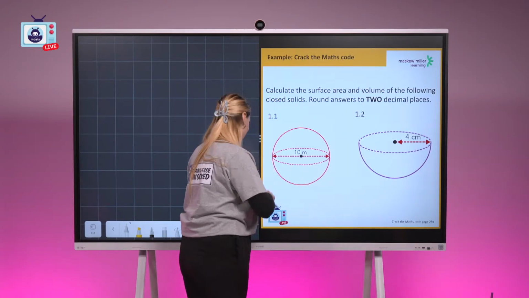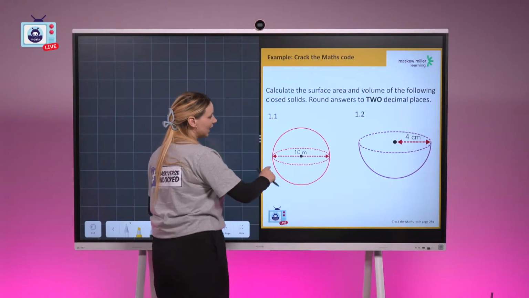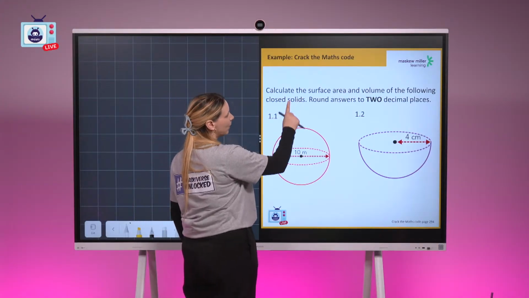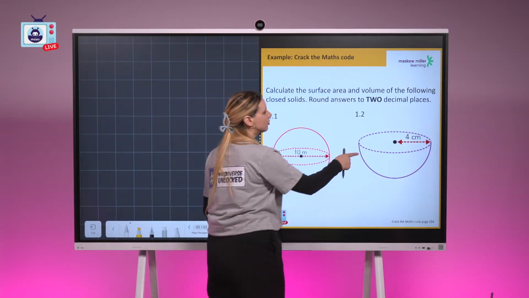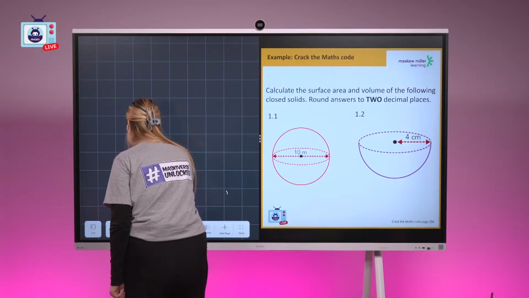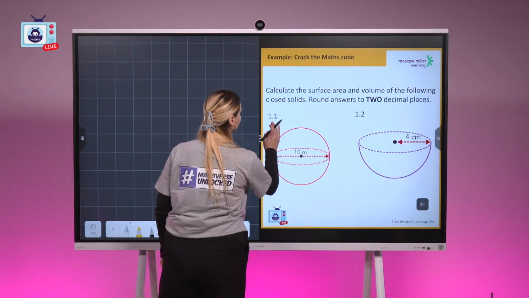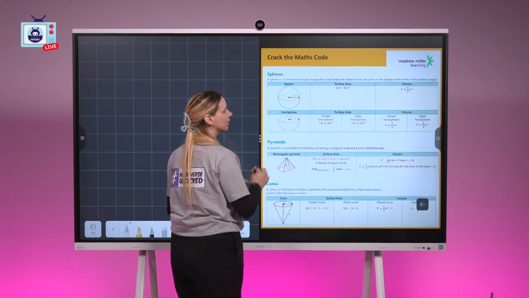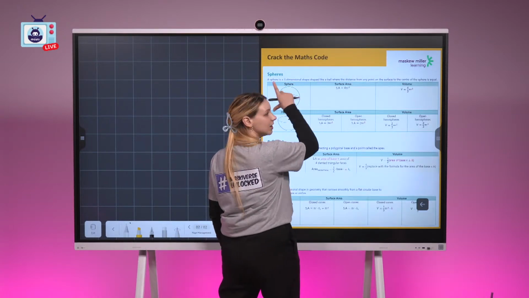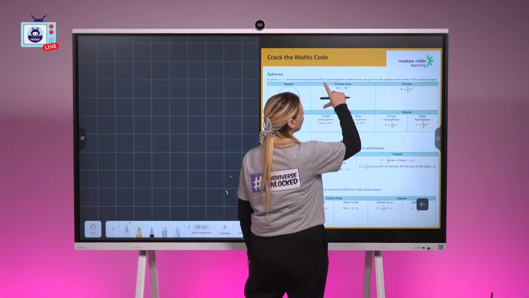Now remember we said we're going to use the formulas for Crack the Maths Code. I'm not going to do both of them. Let's do the surface area of a ball and the volume of my hemisphere. If I want to find the surface area of my ball here, what is my formula? My sphere is a ball, right? And I'll go to surface area.